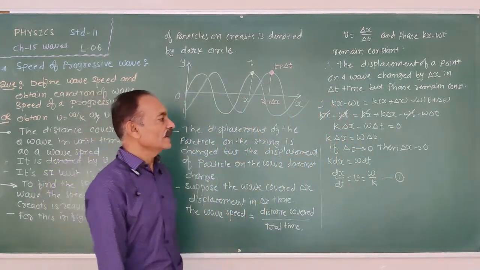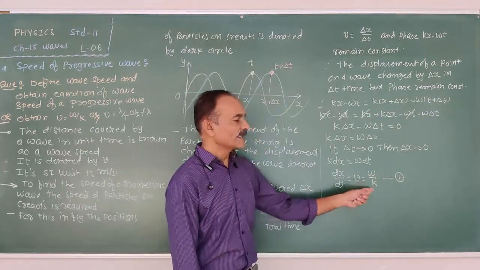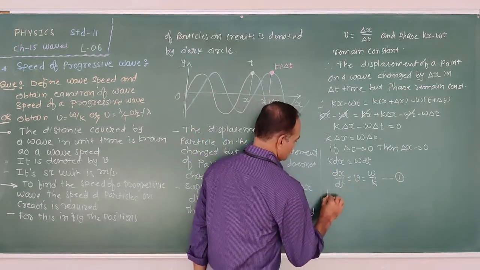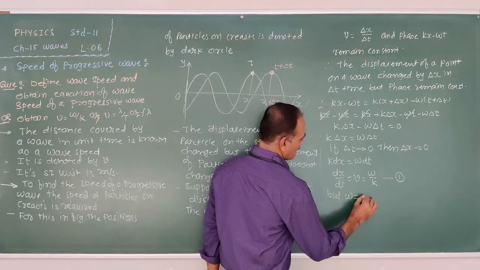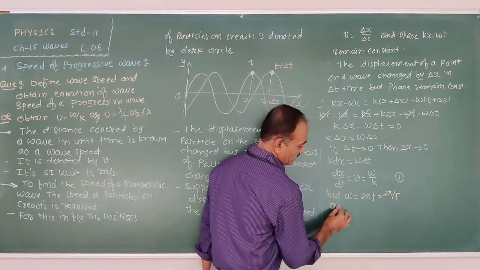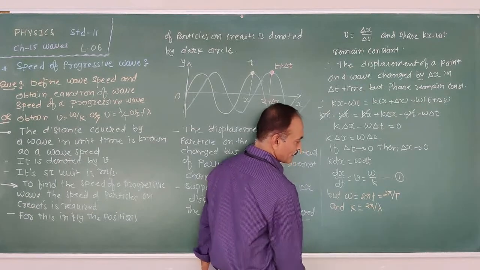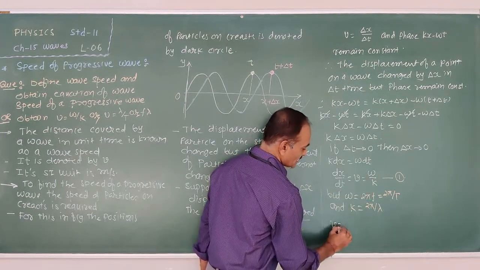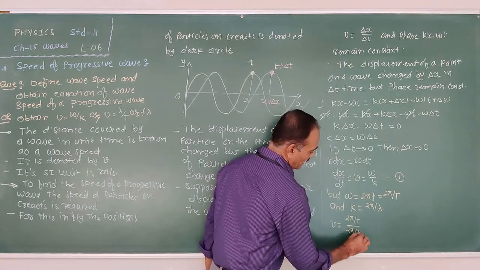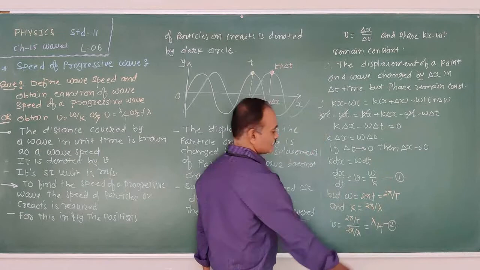But we know that angular frequency omega is equal to 2 pi f, or 2 pi upon T, and k is the wave vector, equal to 2 pi upon lambda. Therefore, in equation 1, v is equal to 2 pi upon T divided by 2 pi upon lambda. That means lambda upon T. That is the second equation.